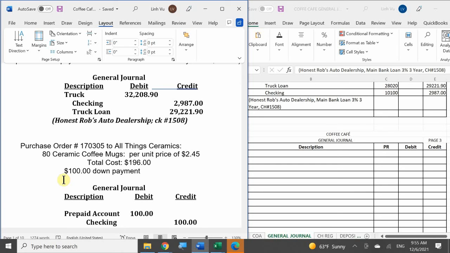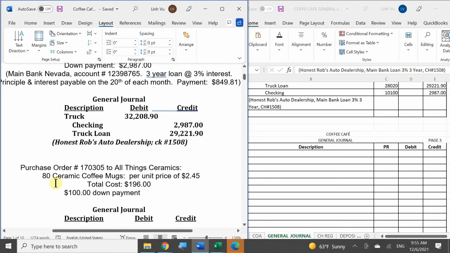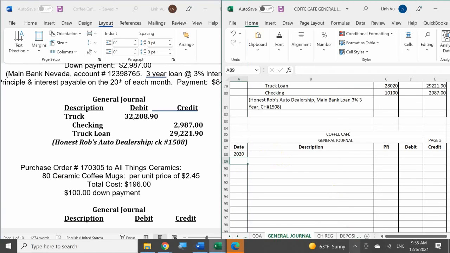Okay. So in this case, we talked about this. The difference with a deposit is you're going to get your money back. In this case, because I'm making a payment in advance, we're going to treat this as a prepaid account. Okay? So in this case, I am buying inventory. That's exactly what the coffee mugs are going to be considered, an inventory item, okay? Now, in this case, I am just making a down payment. So, how am I going to journalize this transaction?